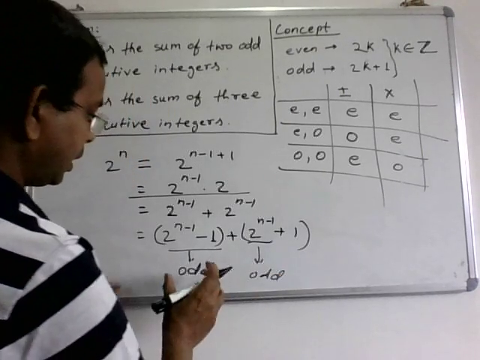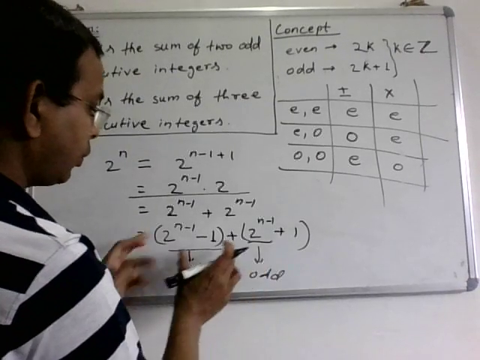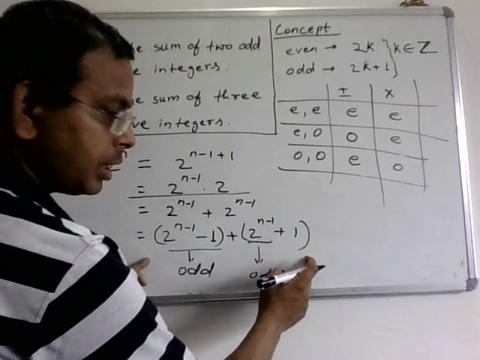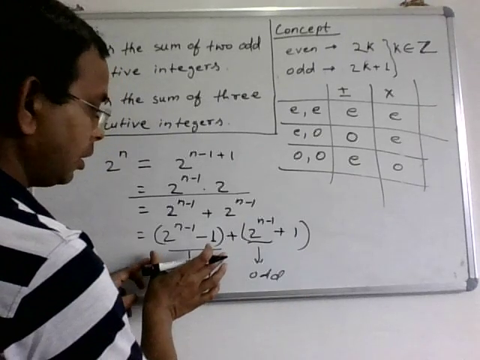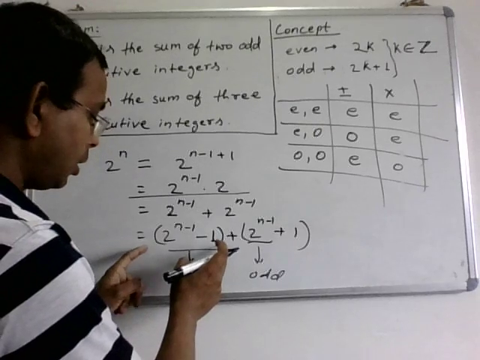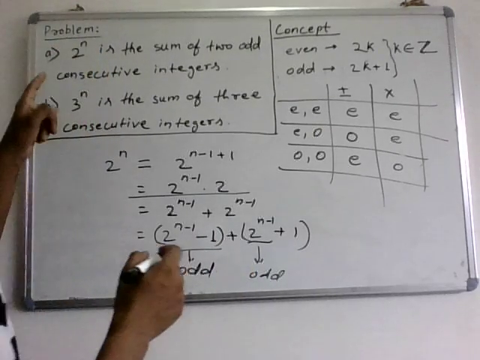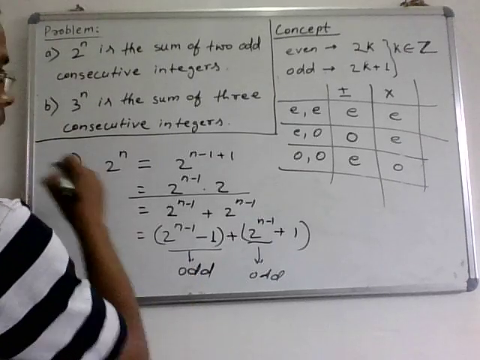So we can see these two are consecutive numbers. Why consecutive? Because the difference of these two is only 2. You can subtract this from this, you will get 2. So these two are odd numbers and consecutive numbers. Now we have proved A, and next the proof of B.